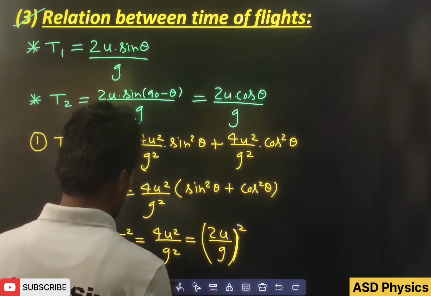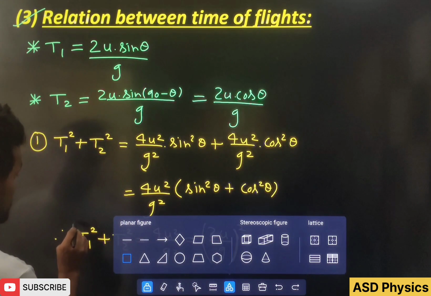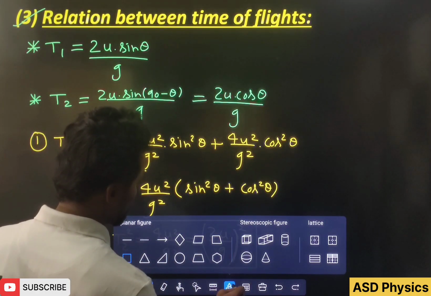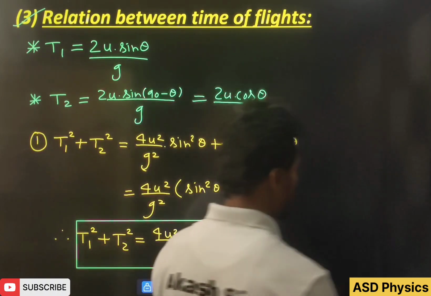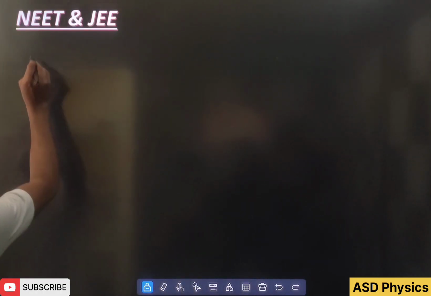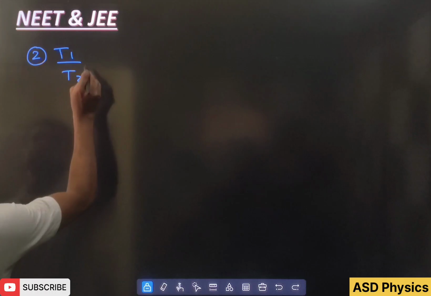So students, this thing also you have to remember, and this is also important, I have put it into the box. Kindly see here very well: T1 square plus T2 square, important relation. Now after that, what we are going to do is divide. So see here, I write T1 by T2, a ratio.